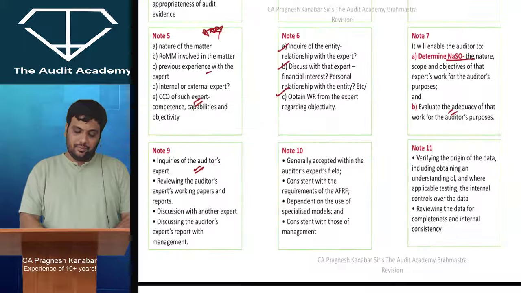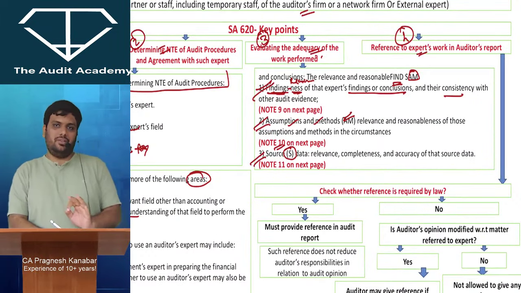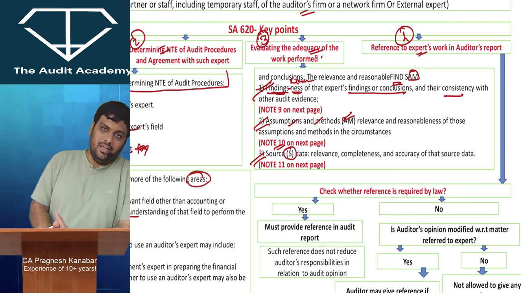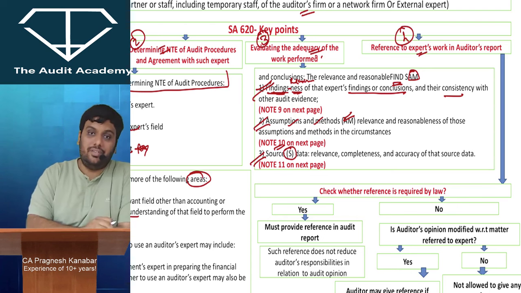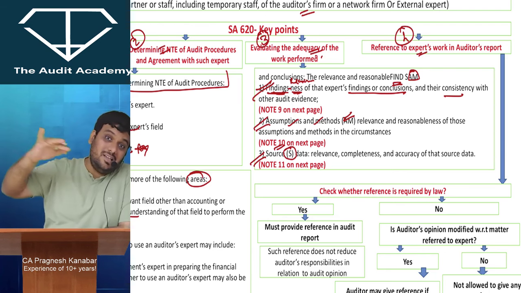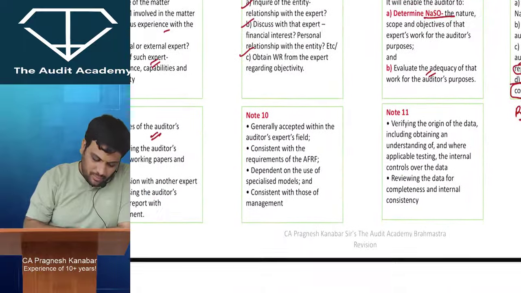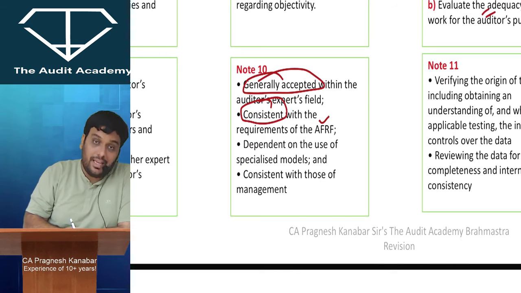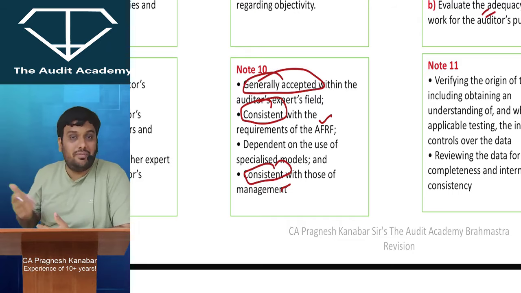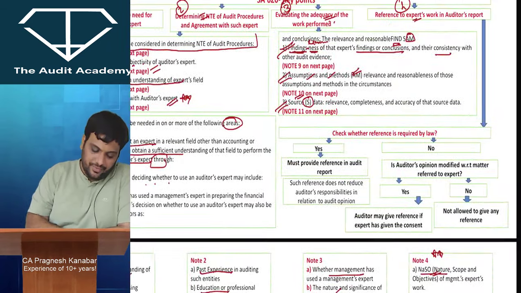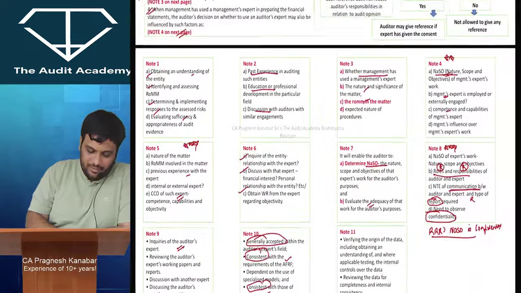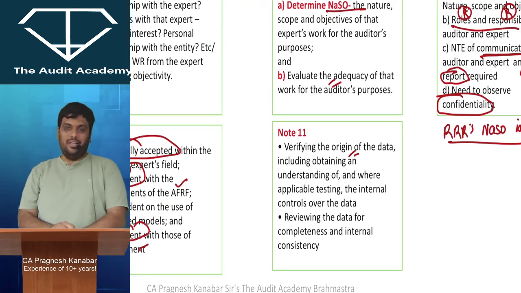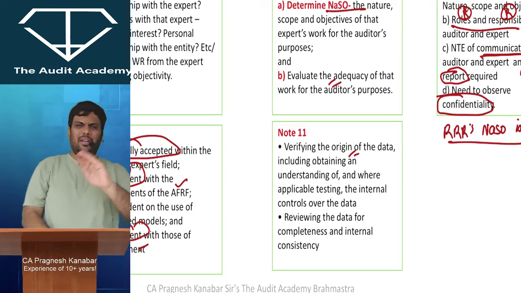If they ask you a question only on assumptions and methods, no matter what the essay or the question is, for assumptions and methods, it has to be appropriate. It has to be generally acceptable within the industry, within the field. You'll have to see whether there is consistency in the assumptions and methods. So there are some basic 2-3 points when it comes to assumptions and methods. It should be generally accepted. Mostly it should be consistent with AFRF, consistent with those of the management. And if there's a difference, then we will investigate. Then for source data, don't worry, there will be a very detailed question on that. You'll have to see the origin of the data, completeness, accuracy, relevance, CAR, the reliability of the data, the authenticity of the data, that you can write on your own, not a problem.